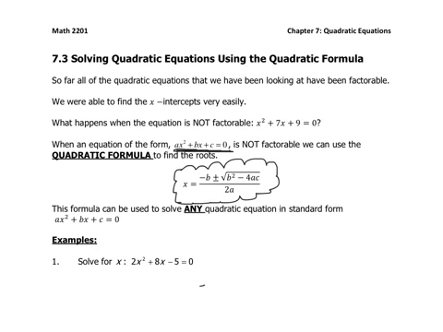It has to be written in that form to be able to use this formula, and it has to be a quadratic equation, so it has to have an x squared term. It can be missing an x term or a constant, in which case the b or c would be 0, but it has to have an x squared term to be able to use that formula. Alright, so let's try some examples.